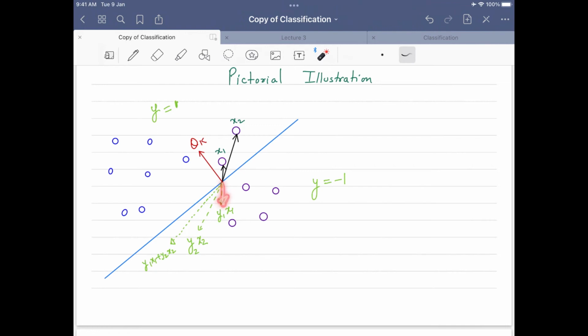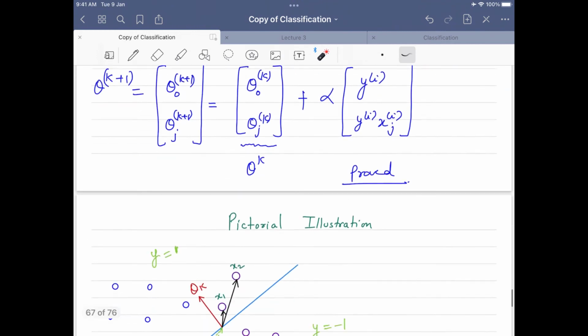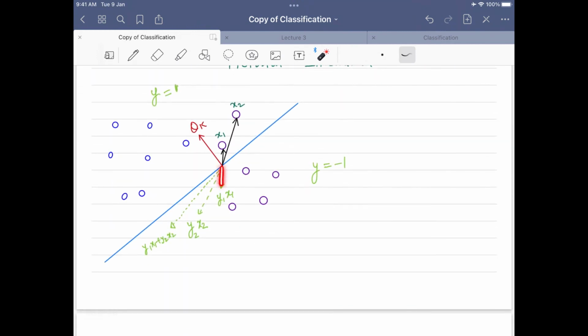Once you have these flipped vectors, you are summing up all these yi's xj's, all these multiplications. Summing them up means you are summing up the vectors over here. If you sum these two vectors, the new vector might be like this, which is summing up these two vectors. So this is the new vector, which is focusing on the misclassified points over here.